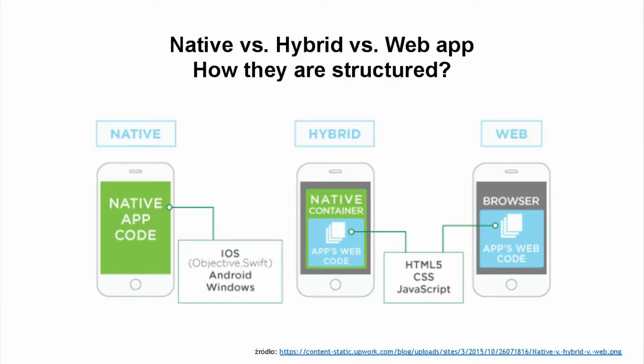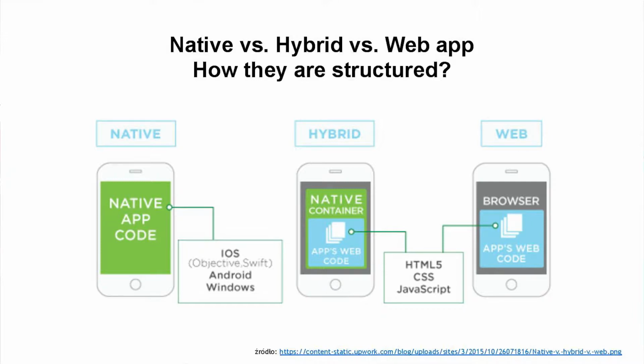So, a quick view of how native, hybrid, and web apps are composed. When it comes to native, we've got just native code written in Objective-C, Swift, Java for Android, and C# for Windows Phone. When it comes to the browser, it's just clean web code, which we can include in the system, and actually everything will be displayed on our phone by using the browser.